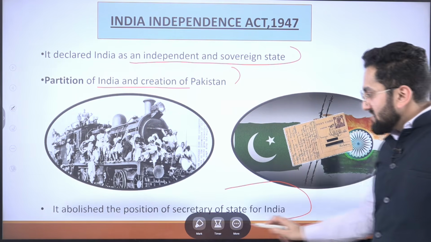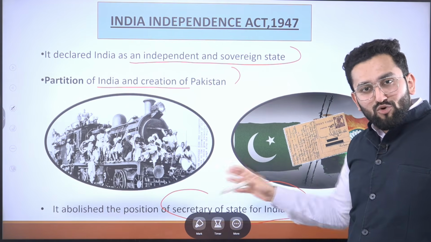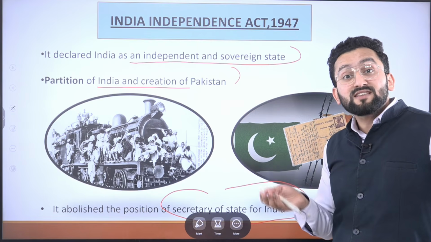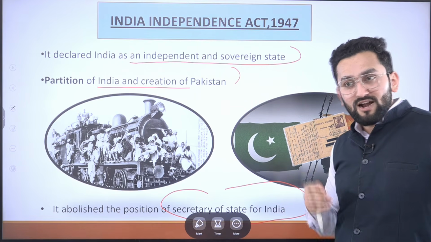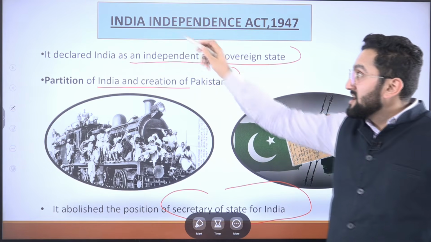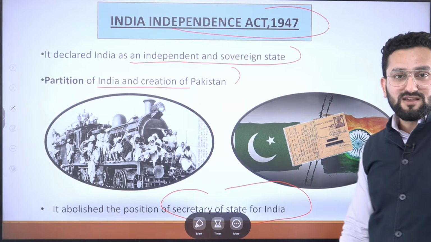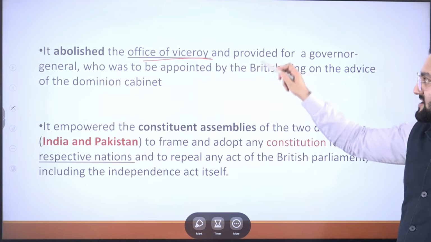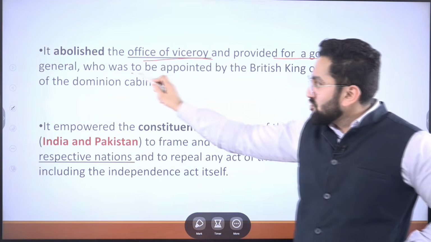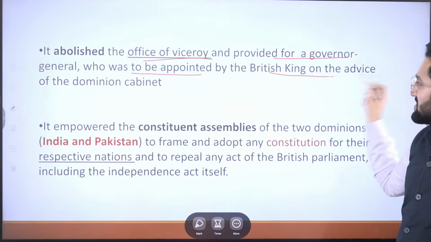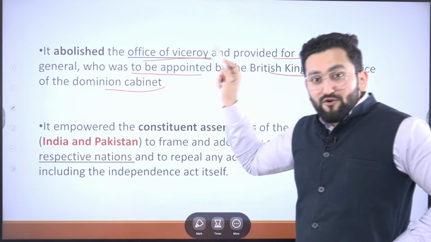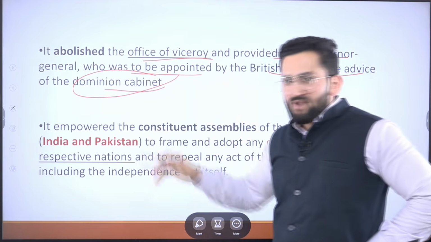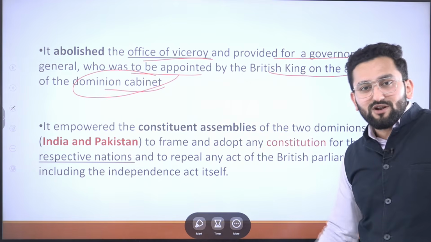The position of Secretary of State for India got abolished, and the title Viceroy was also removed, because Viceroy means representative of the Crown. And why would we have a representative of the Crown if we are going to get independence after this act? So it abolished the office of Viceroy and provided for a Governor General who was to be appointed by the British King for the dominion cabinet, because a stop-gap solution was running.